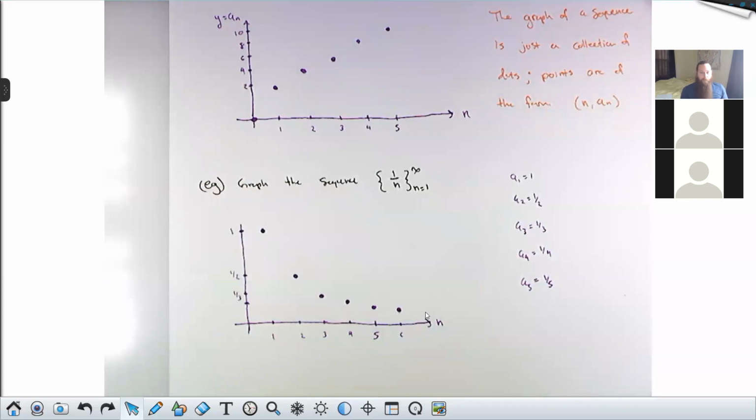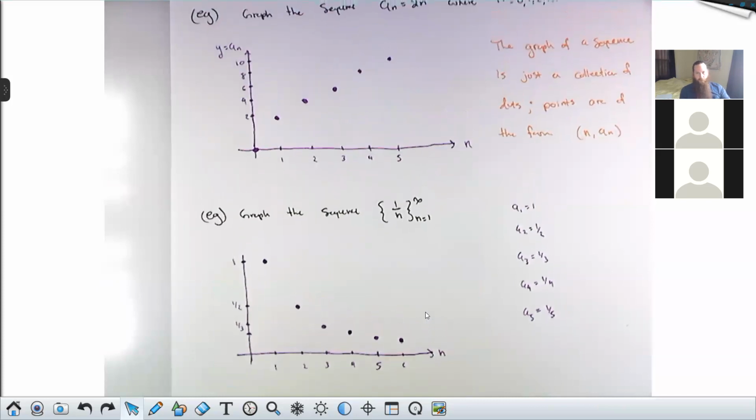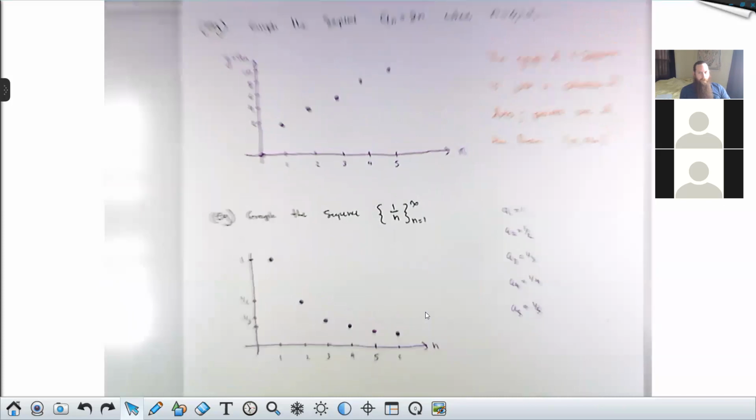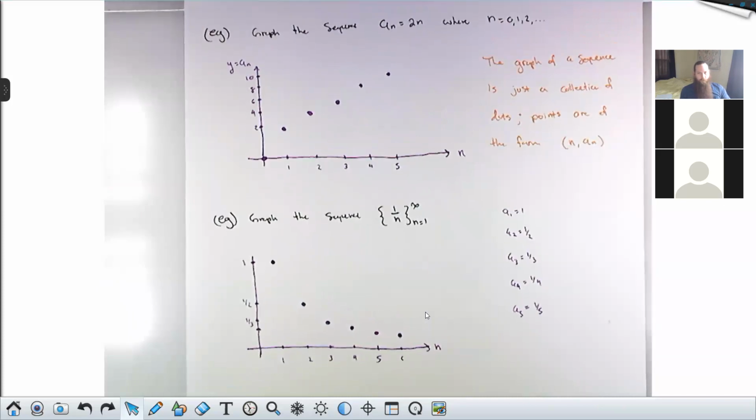Perhaps more importantly, the terms of the second sequence are all getting closer and closer to something as we go further and further out. In other words, the second graph has a horizontal asymptote. I can show you a few more examples like that, and then we're going to define what it means for a sequence to converge. Are there any questions on how you get the graph of a sequence?